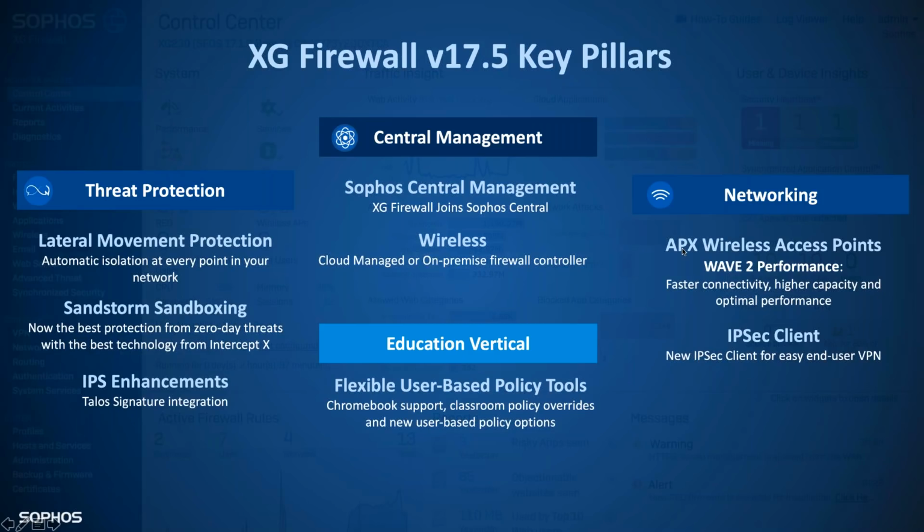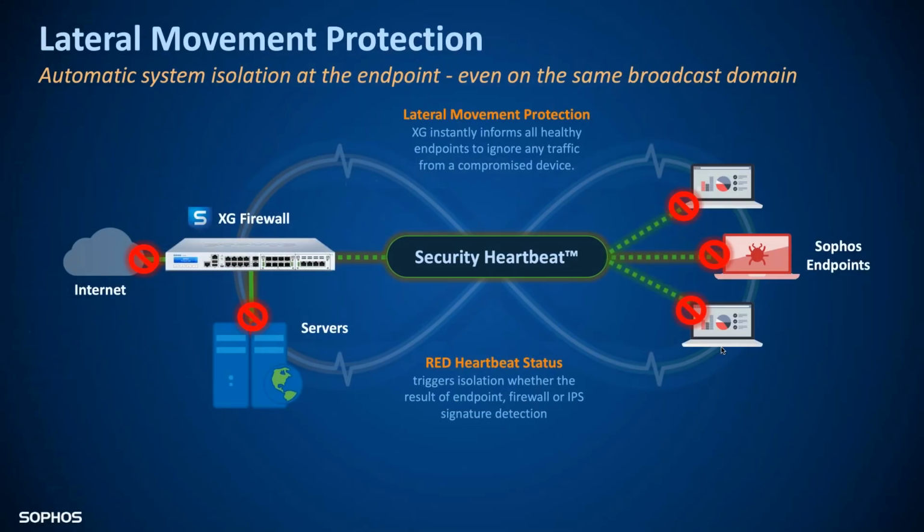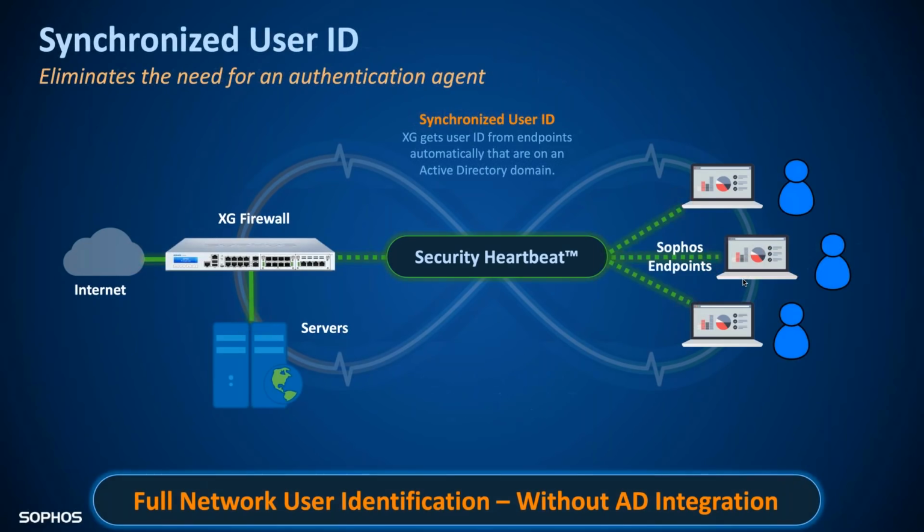Coming soon, and this is not with 17.5, but it will be 17.5 MR1, you'll have our brand new APXs, which will be able to be managed on the XG firewall. And we have a brand new IPsec client, which is being released as well. So for lateral movement protection on there, again, basically broadcasts on the same domain, letting every other device know that this one endpoint in here is infected. If he tries to reach out, go ahead and deny that action. This is another feature that just got brought in there as well.